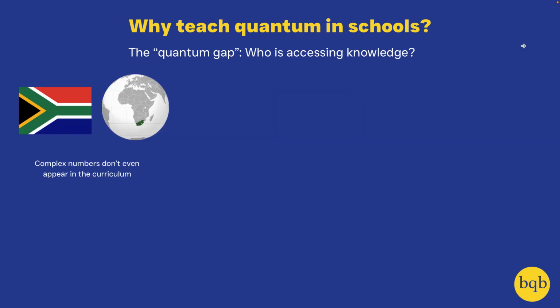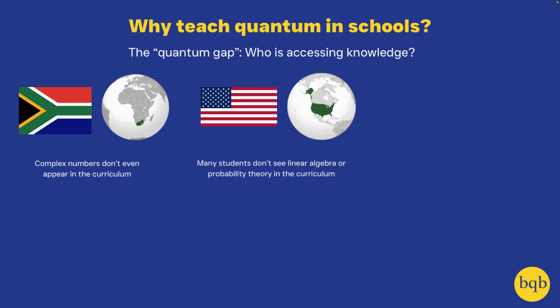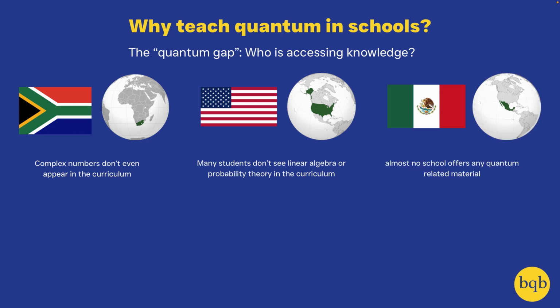Now, if we look at it country by country, there are quite a few things that arise. Different countries have different levels of access to different knowledge. For example, in South Africa, complex numbers don't even really appear at a curriculum level. In the United States, many students don't see linear algebra or probability theory in the curriculum. And in places like Mexico, almost no school offers any quantum-related material, right?